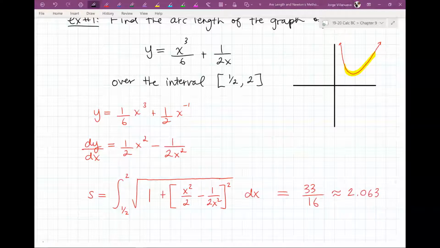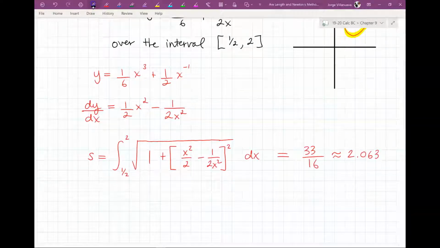All right, so again, your answer should have been 33 over 16, approximately 2.063. It does say 2.0625, but remember, 3 numbers after the decimal, right? So let's do example number 2 here, and then we'll move on to Newton's method, at least introduce it.